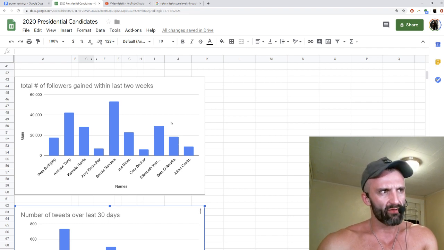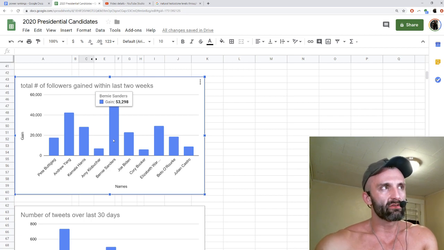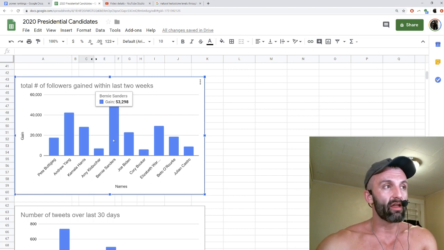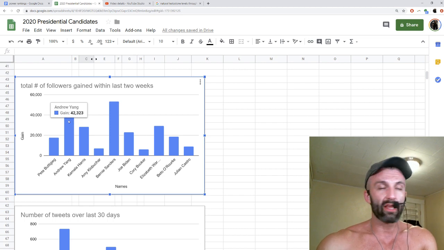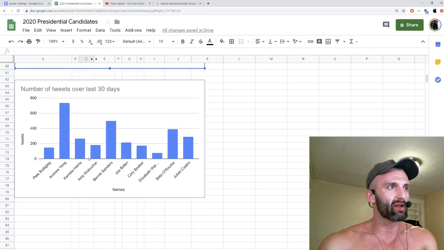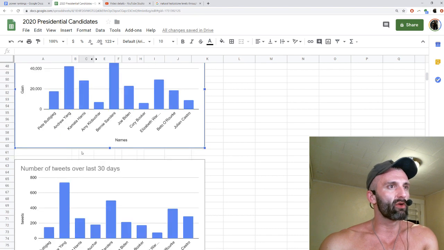And this is, if you take a look at this, we have Bernie Sanders here, who has gained, and this is just in the last 2 weeks, so Bernie Sanders is slaying it. He's gained 53,000 new followers in the last 2 weeks. That's tremendous. Next, in second place, was Andrew Yang with 43,000 followers. And then it looks like Elizabeth Warren followed up by Kamala Harris. Similarly, it was the same over here, except for Elizabeth Warren doesn't tweet a lot. What was her tweets down here?